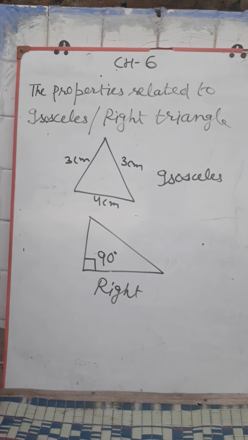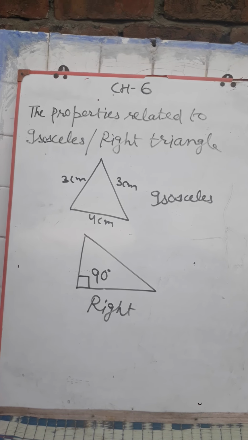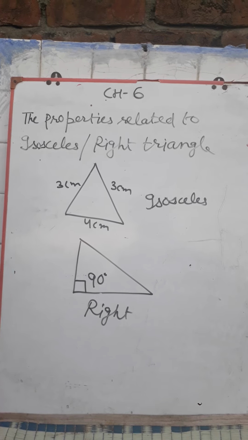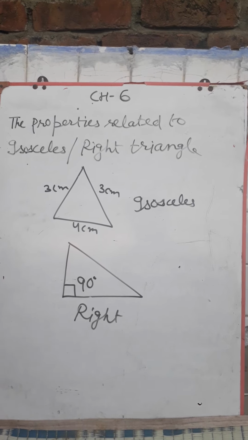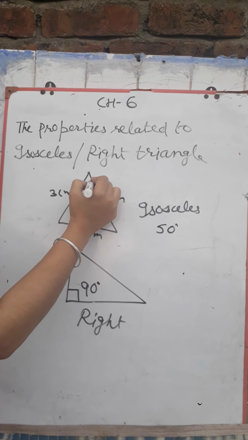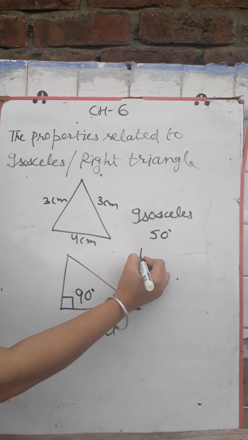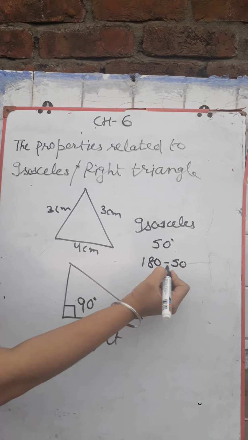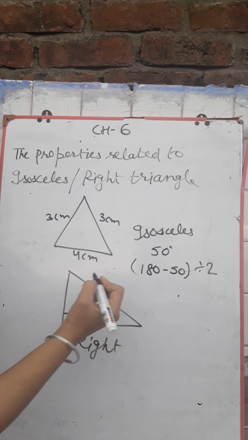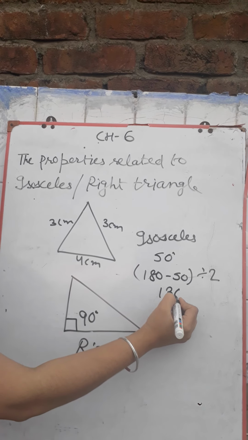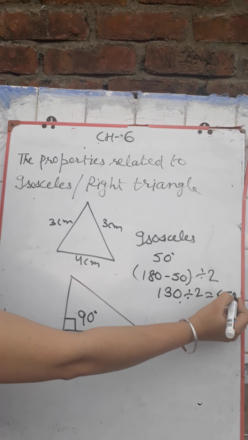If the vertex angle is known, subtract its measure from 180 and divide the difference by 2, since there are two base angles. For example, if the vertex angle measure 50 degrees, suppose it is the angle of 50 degree, then the measure of each base angle is 180 minus 50 divided by 2. 180 minus 50 is 130 divided by 2. Each angle is of 65 degree.